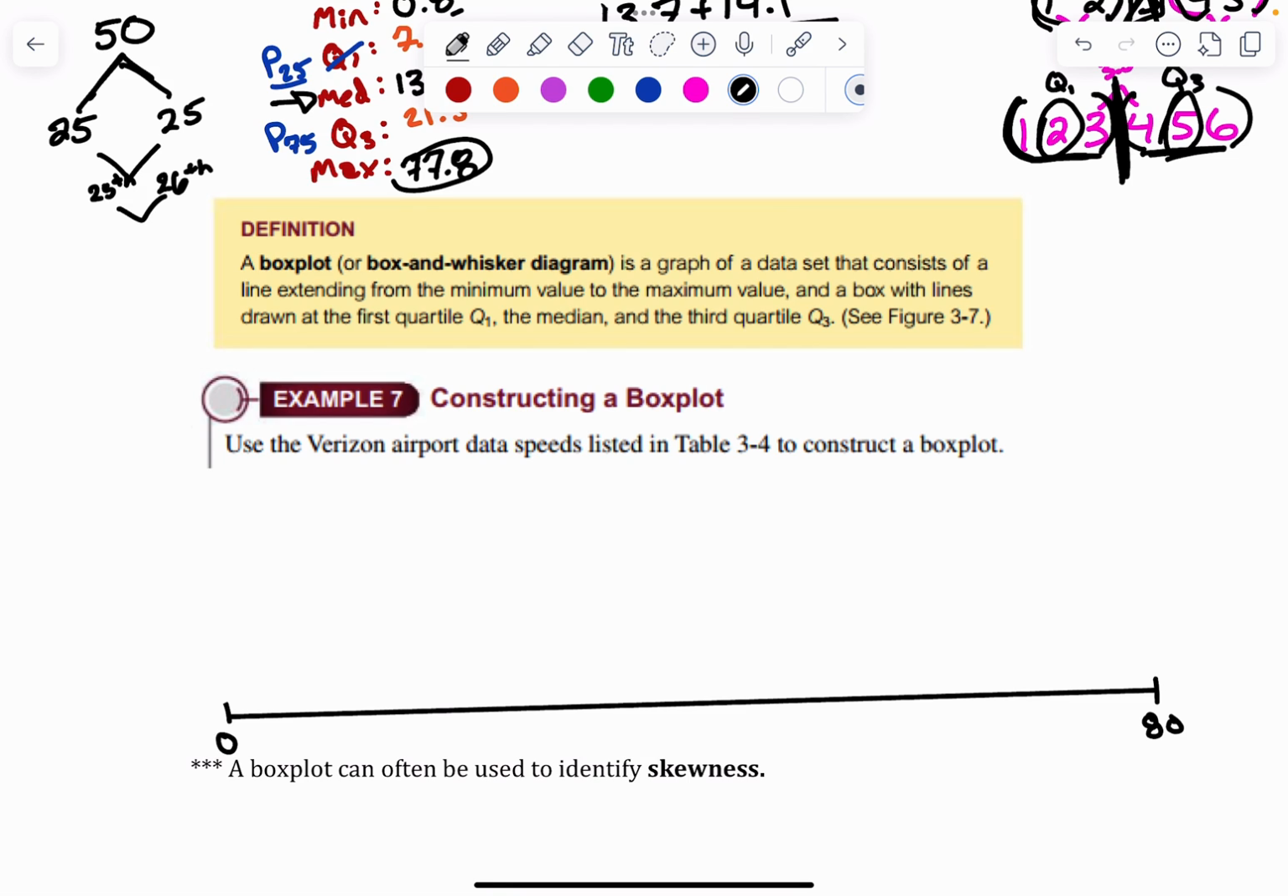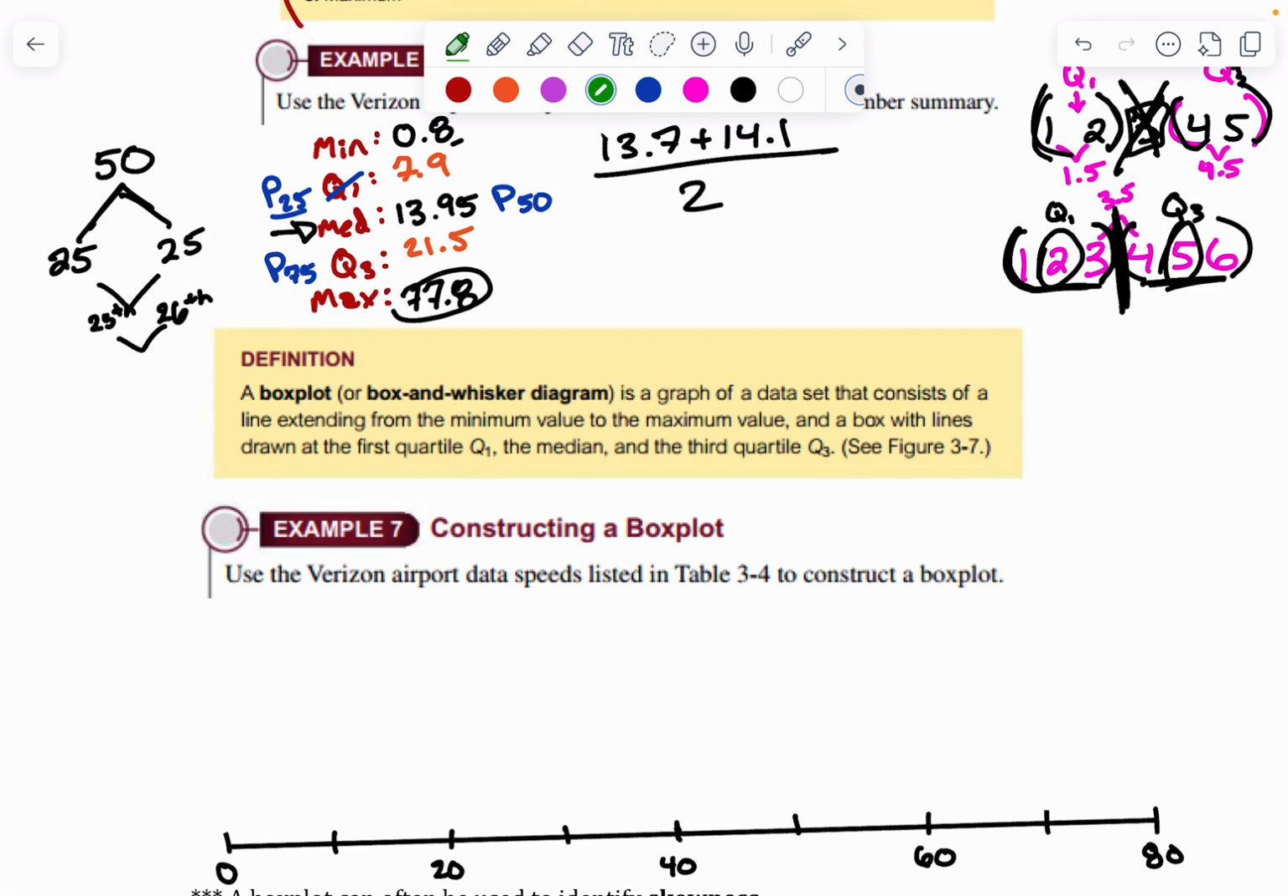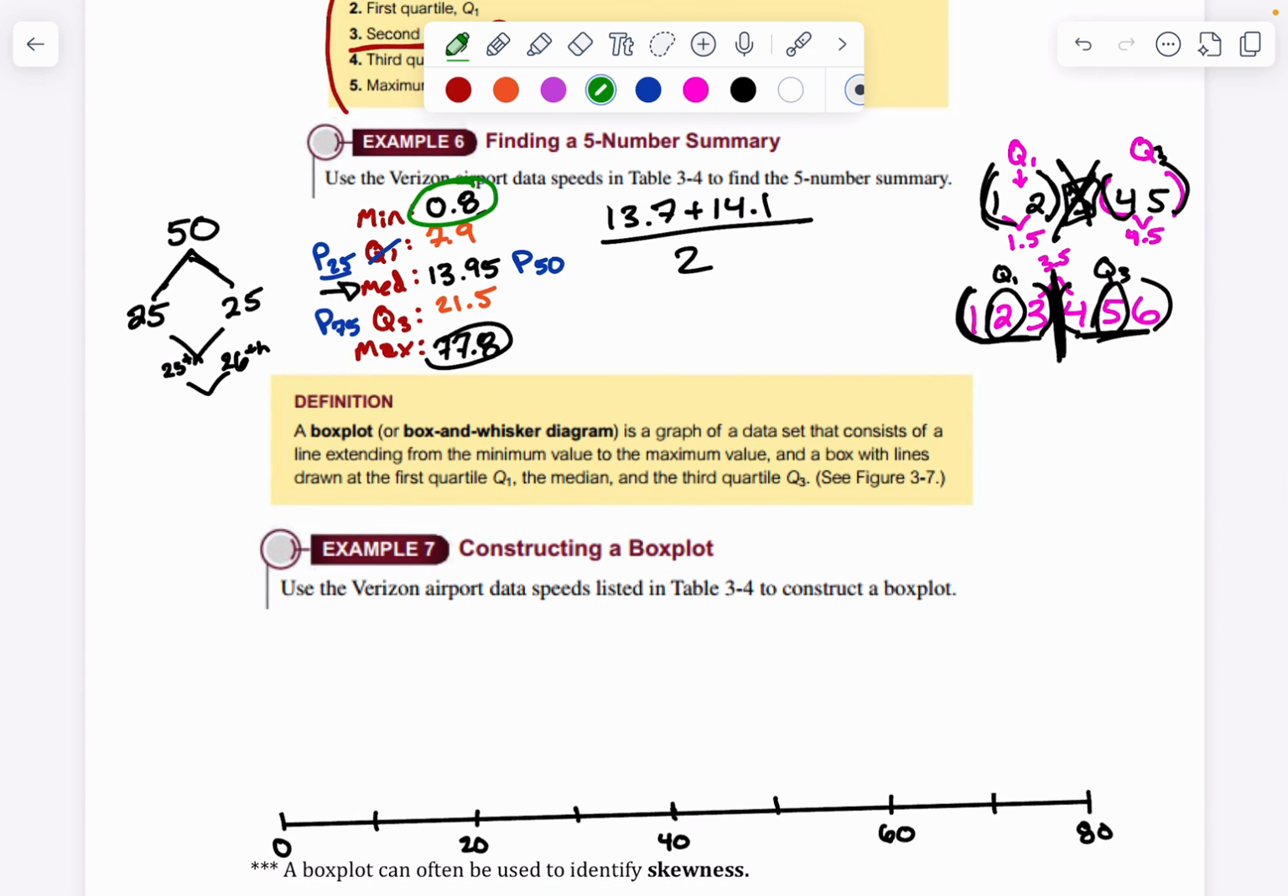That's really not a straight line, it's angled. Whatever. 40, 20, 60, and then 10, 30, 50, 70. Okay. Now I'm going to make a box and whisker plot. I hope you guys have done this before. 0.8 is going to be a dot. I'm going to put a dot right above the 0 because that's 0.8. 77.8 is over about there. Those are the dots for my whiskers.